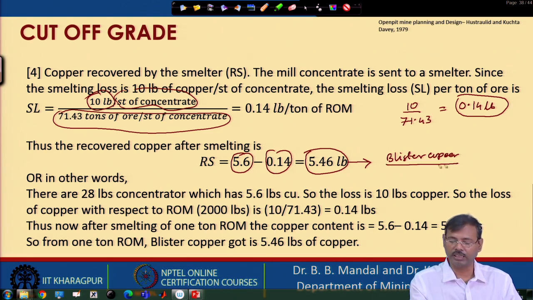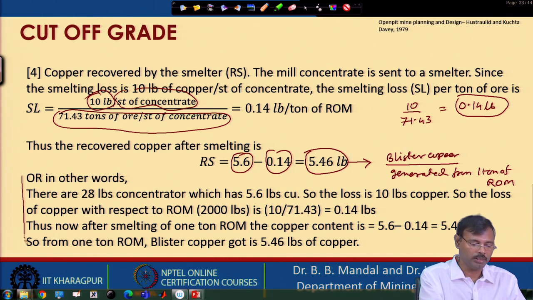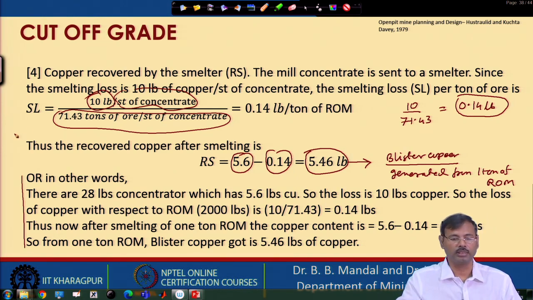which is generated from 1 ton of ROM. So, this is our calculation, or in other words we can say this is the calculation we can consider in this case.